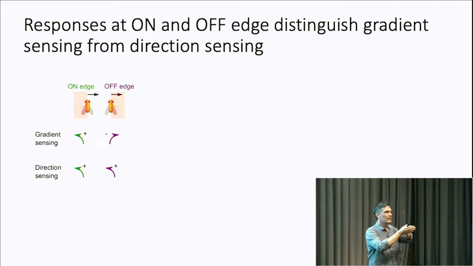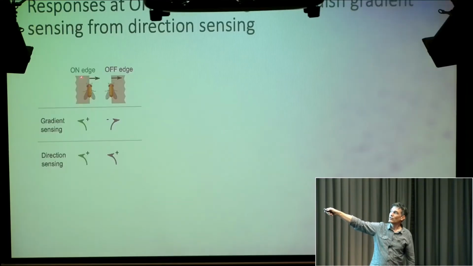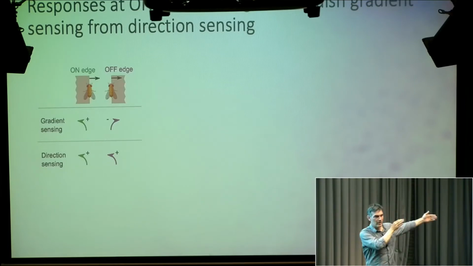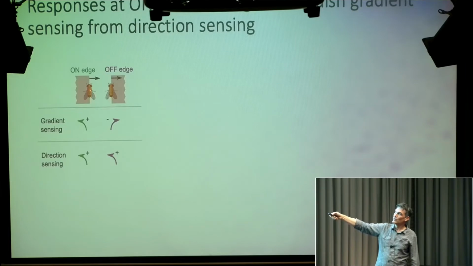So what we did then is that we made those bars much wider. And we compared what happened when the on edge of the bar is arriving on the fly versus when the off edge, so when the bar arrives or when it leaves the fly. So if it's responding to gradient, the fly should turn left here, but it should turn right here because it's more intense on the right. But if it's responding to motion, it should turn in the same direction in both cases.